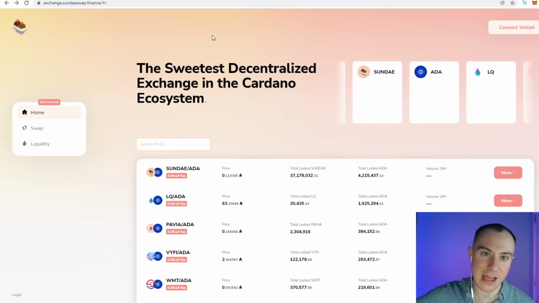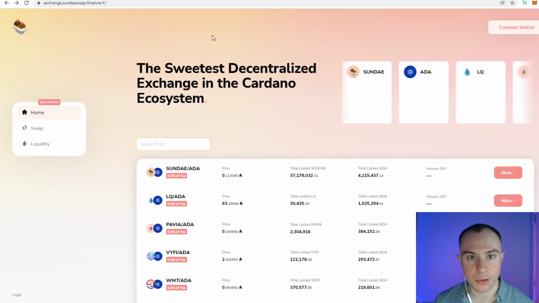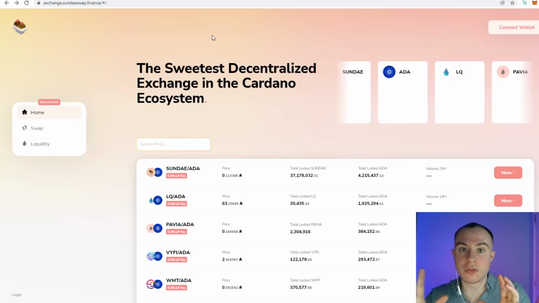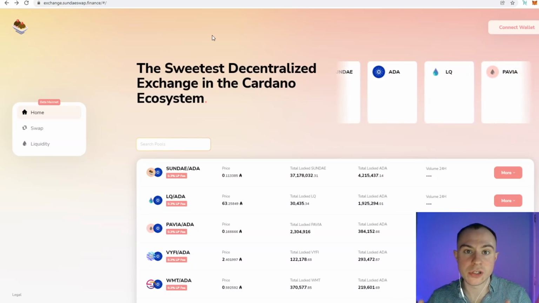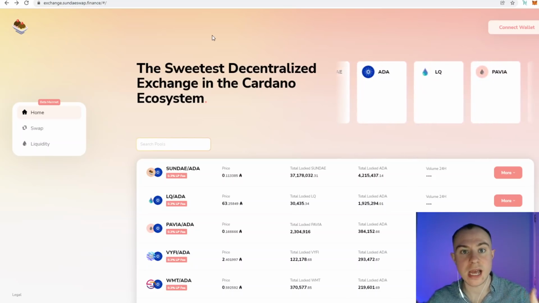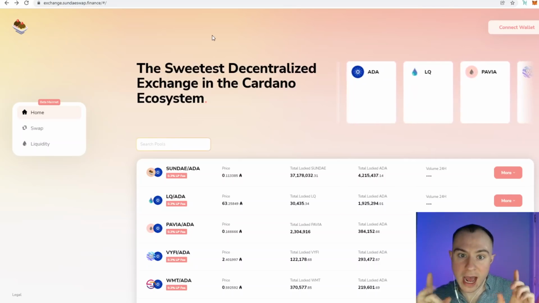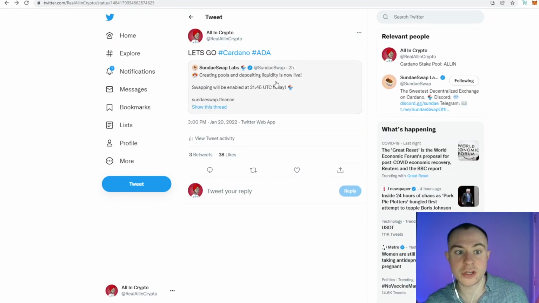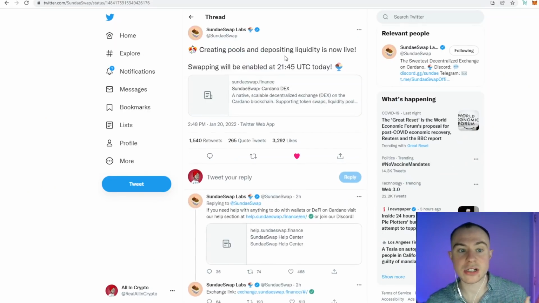Today is indeed the day that SundaeSwap launches on Mainnet, and we are going to do a video covering everything to do with Sundae, how to swap, provide liquidity, and so on and so forth. However, currently the status of them officially launching is that they're going to enable swapping at roughly quarter to 10 UTC time, 21:45 UTC. So we've got a couple of hours to wait.